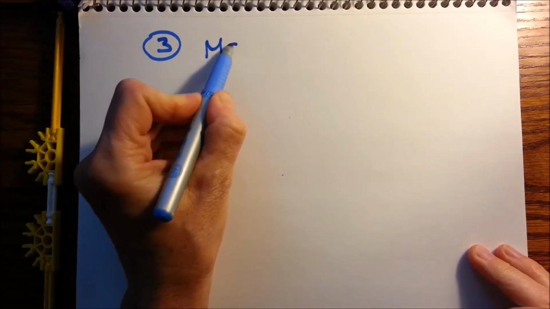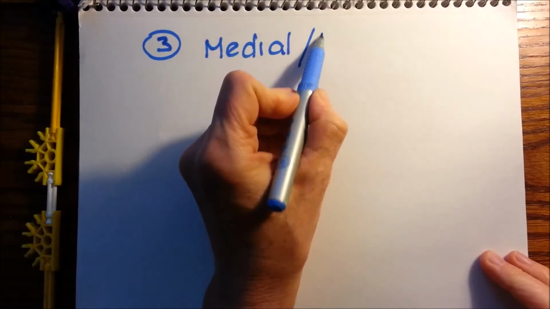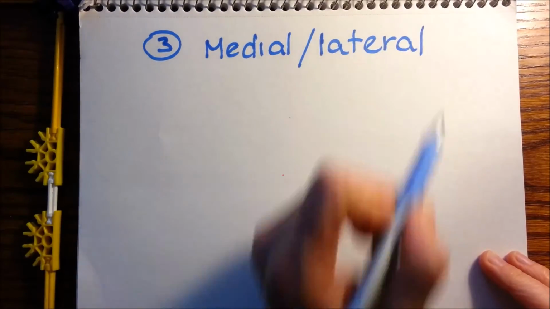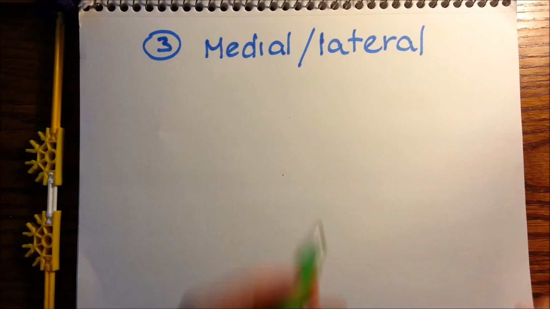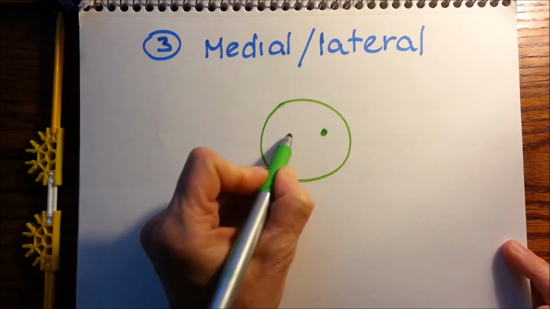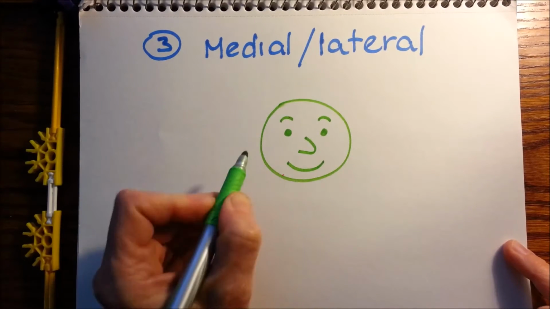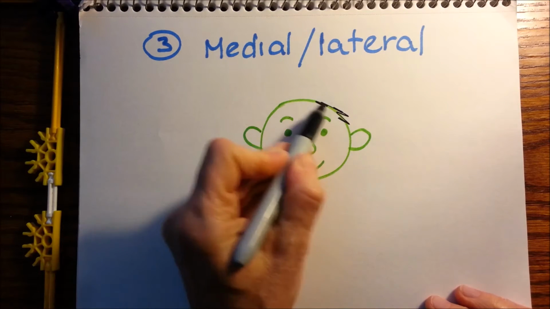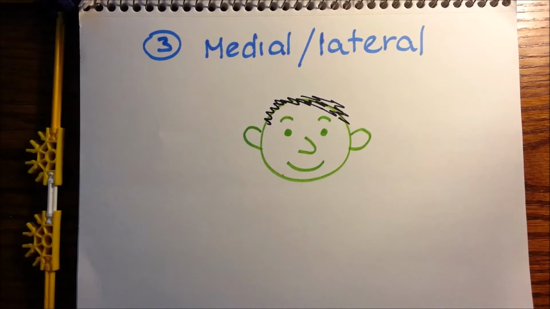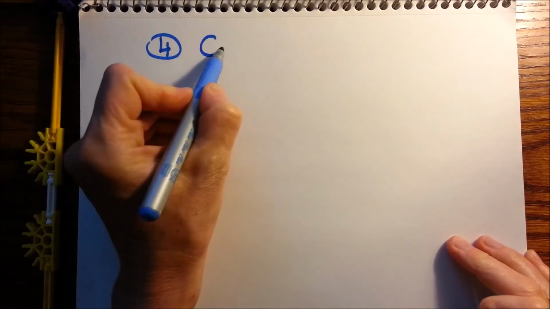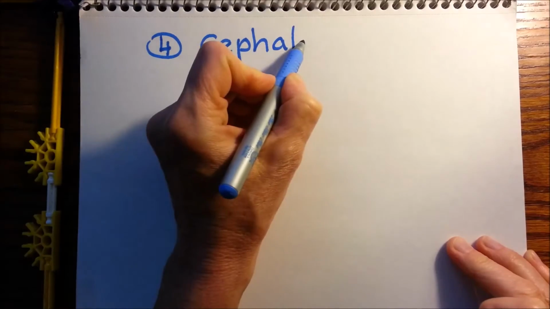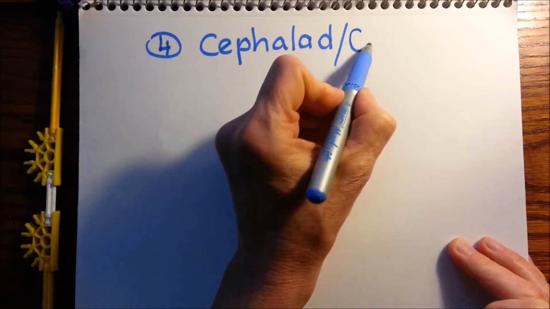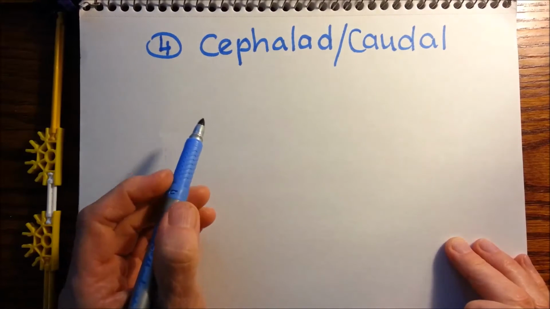The third word pair is the medial and the lateral. Medial is towards the midline and lateral is away from the midline. If we take the example of the face, the nose is medial to the eye or the ears are lateral to the eye. The fourth one is cephalad and caudal. The cephalad means towards the head and the caudal means towards the tail.